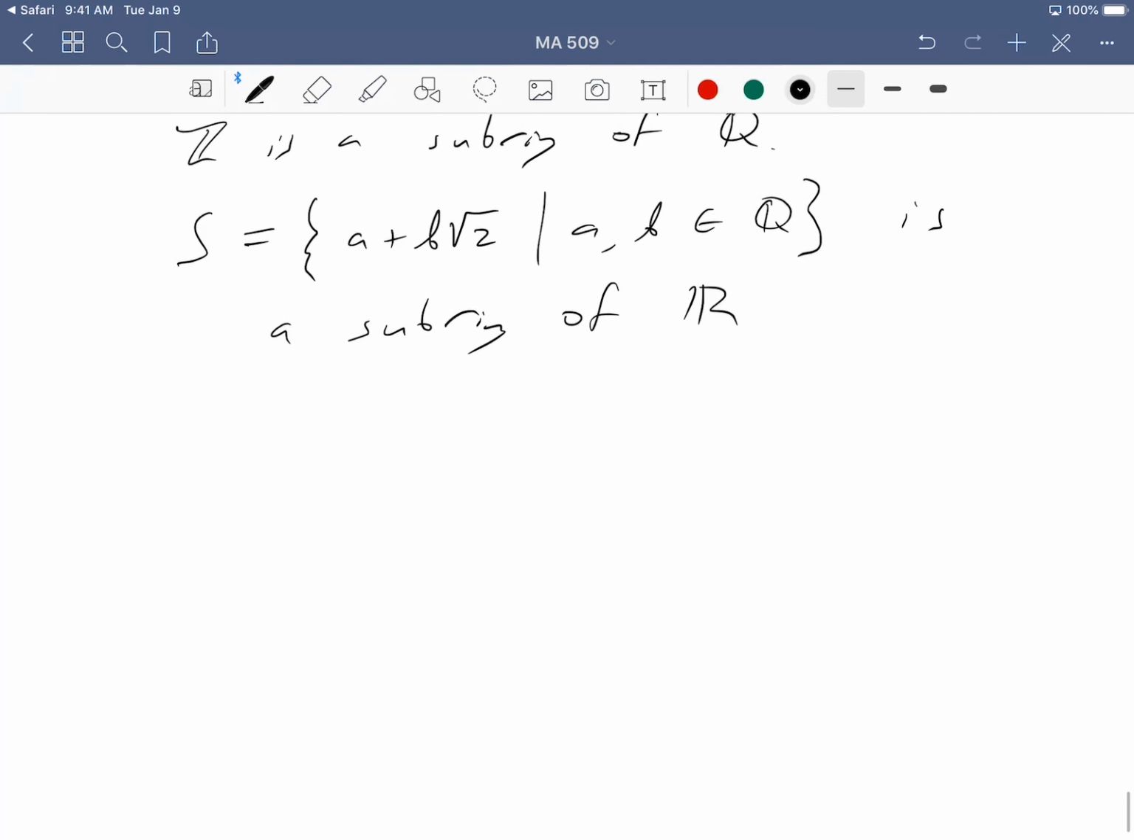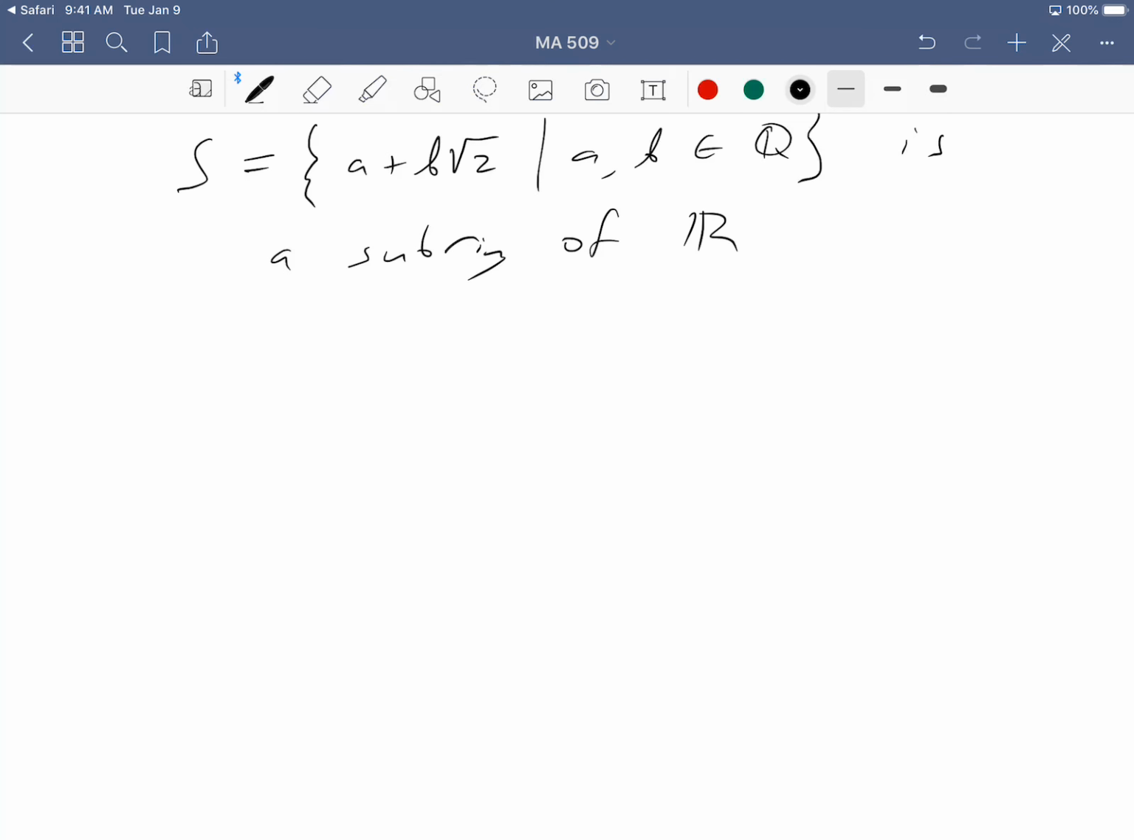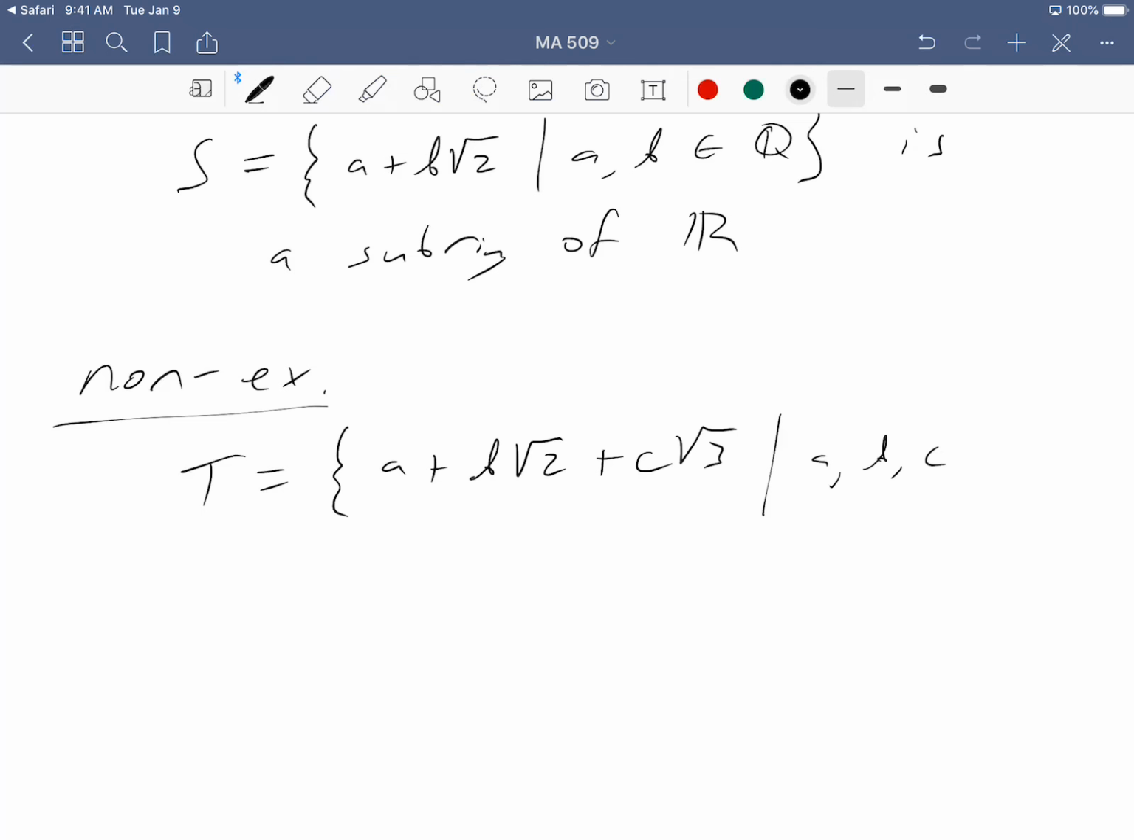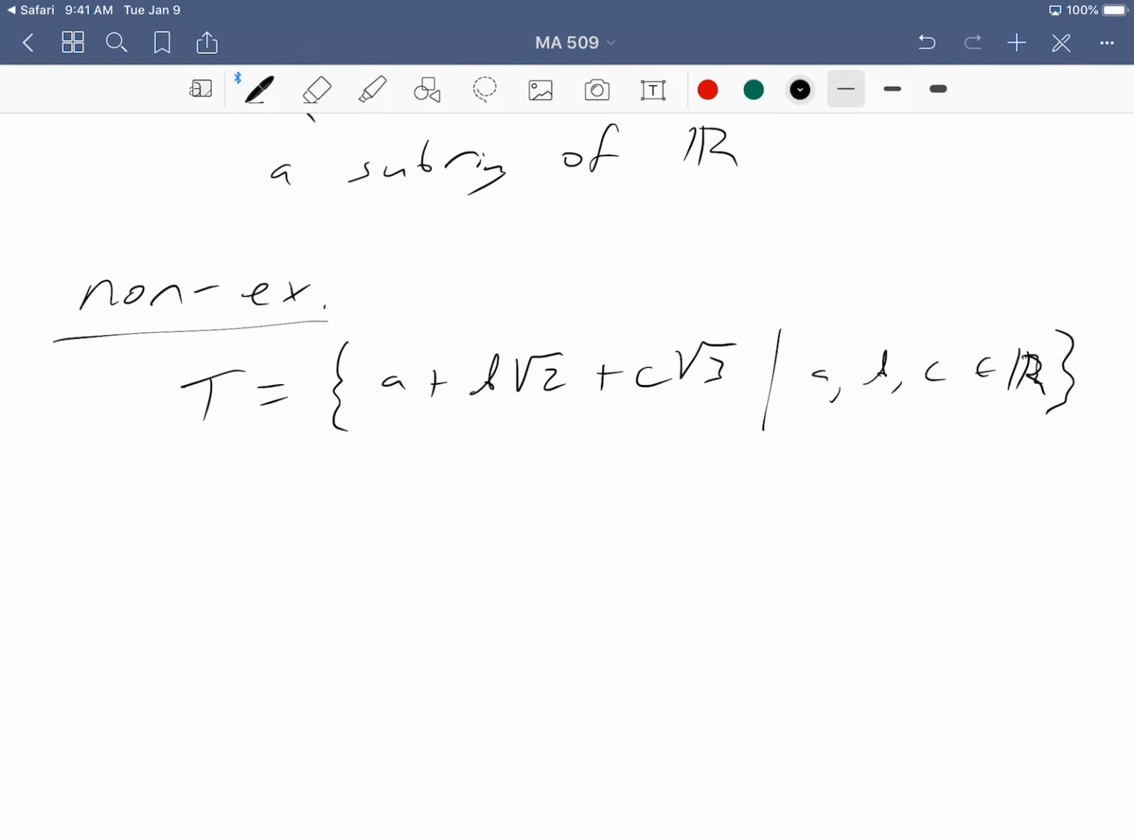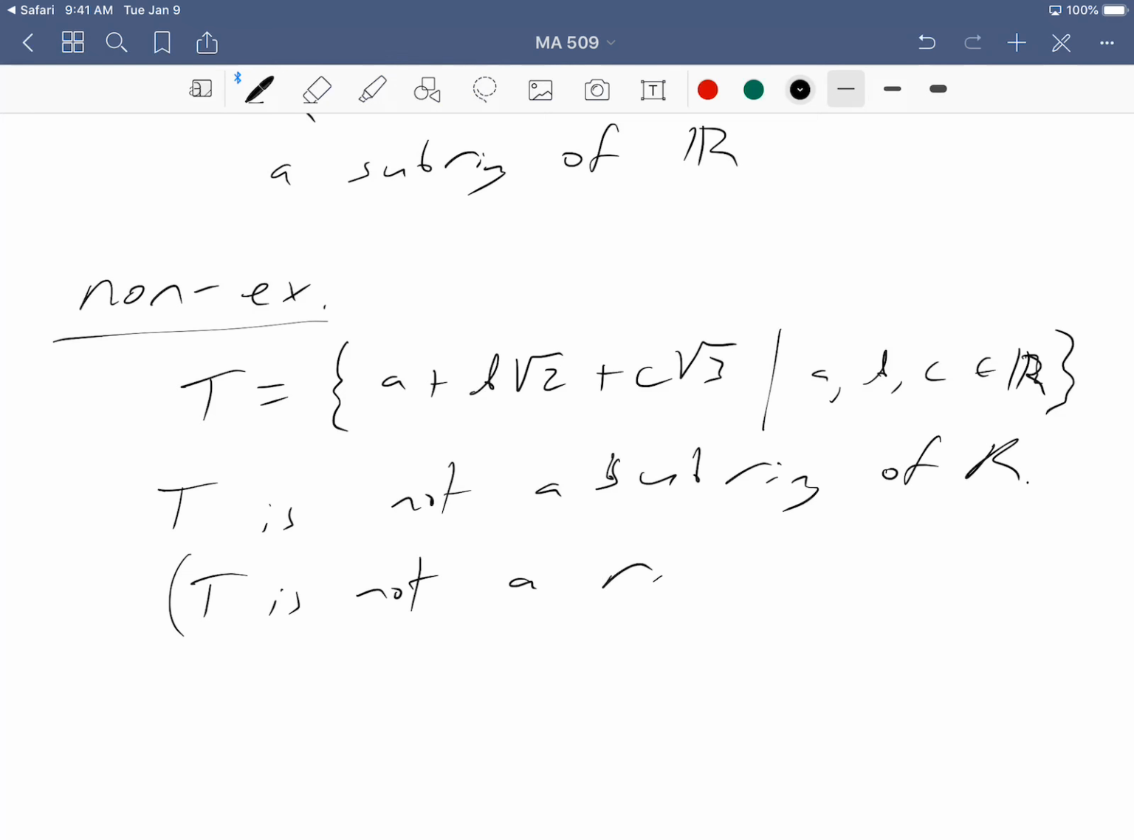All right, so I want to give you one that's not a subring. So let's do a non-example. If T is the set of all a plus b root 2 plus c root 3, where a, b, and c are real numbers, this guy is not a subring of R. It's a subset, but it's not a ring. Okay, and why is that?